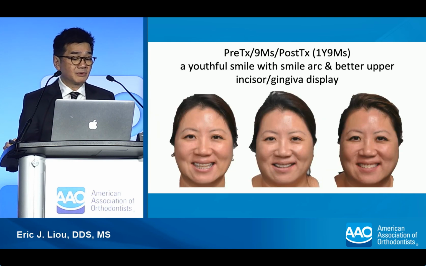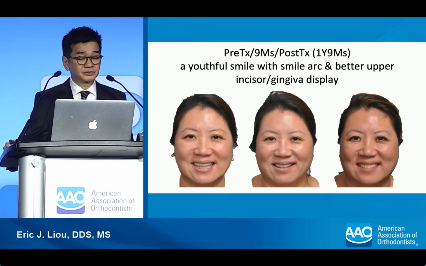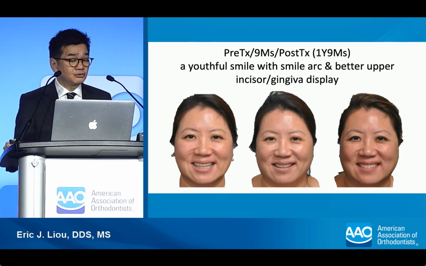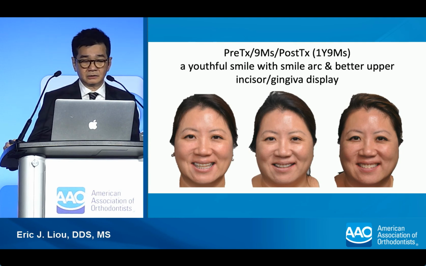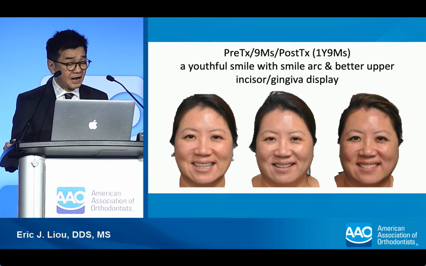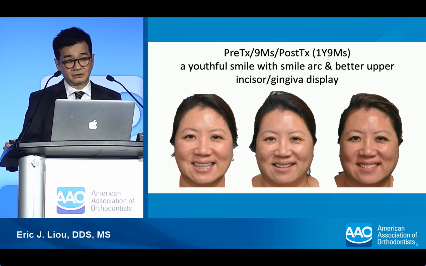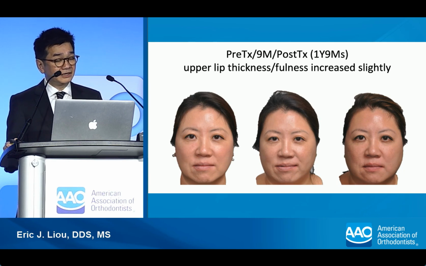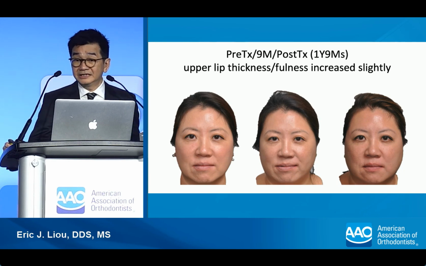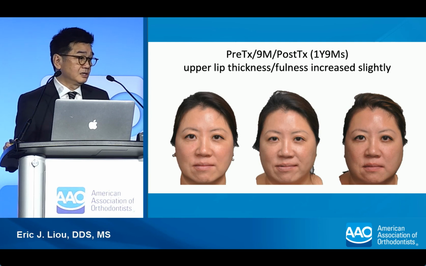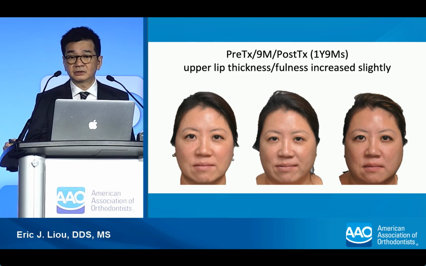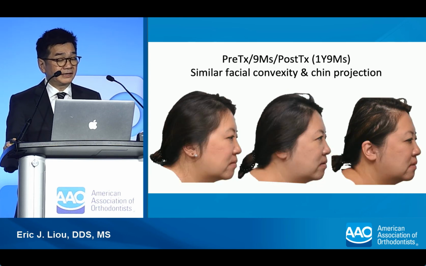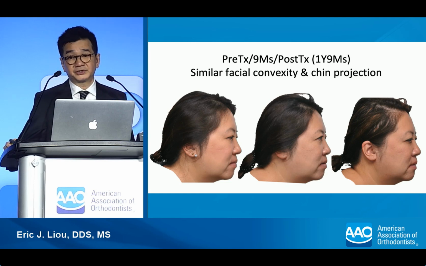And then look at her smile before the treatment, during the treatment, and in the end of the treatment. You can see a useful smile with smile arc, a better upper incisor and gingival display when she smiles. And when she is not smiling, you can see in the end actually her upper lip thickness increased a little bit, which is good for her to have a useful facial appearance. For the lateral profile, the facial convexity and the chin projection actually were similar.